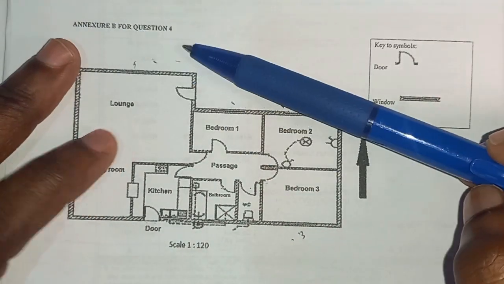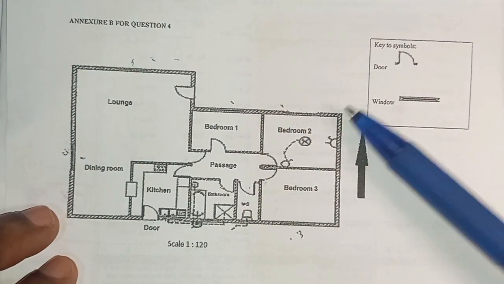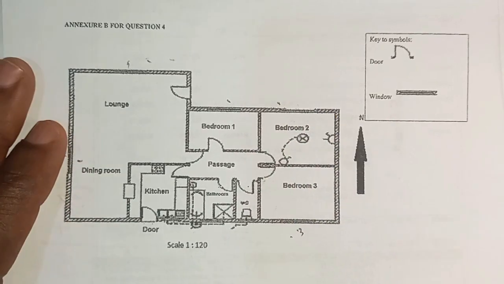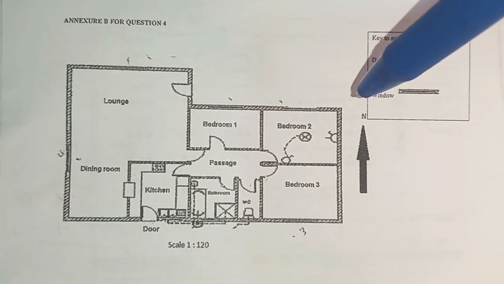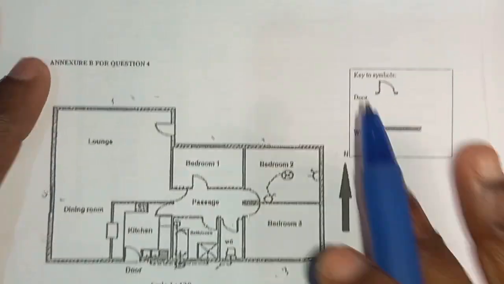Annexure B for question 4. We have a plan. This is a plan of a house, right? So first of all, let's see which direction we are looking at the house from. We are looking from the top, and we are looking at the top view. So we will call this the top view.